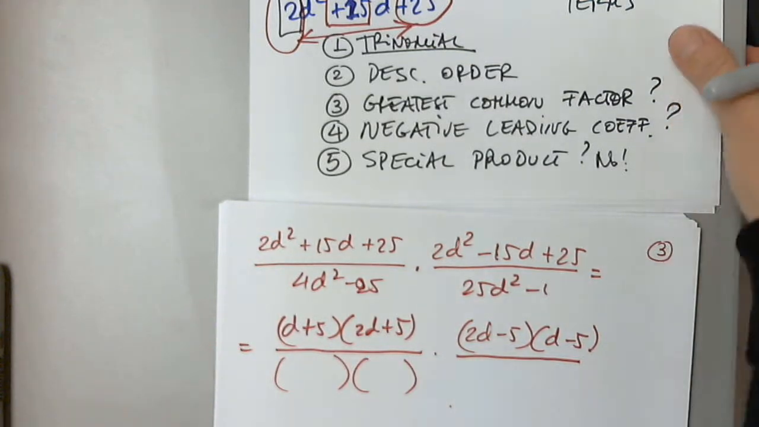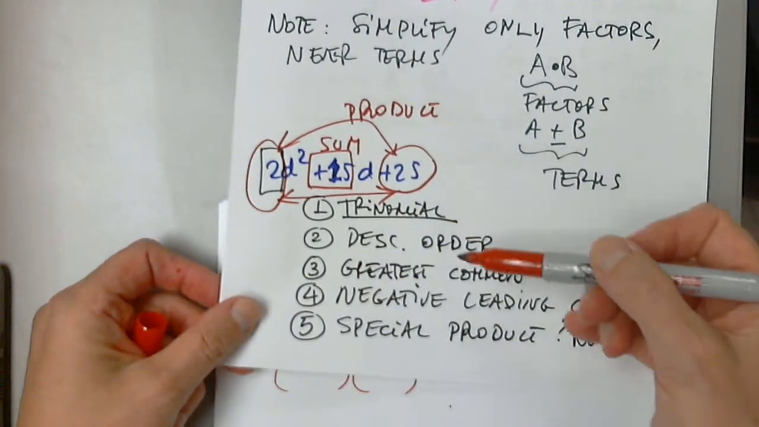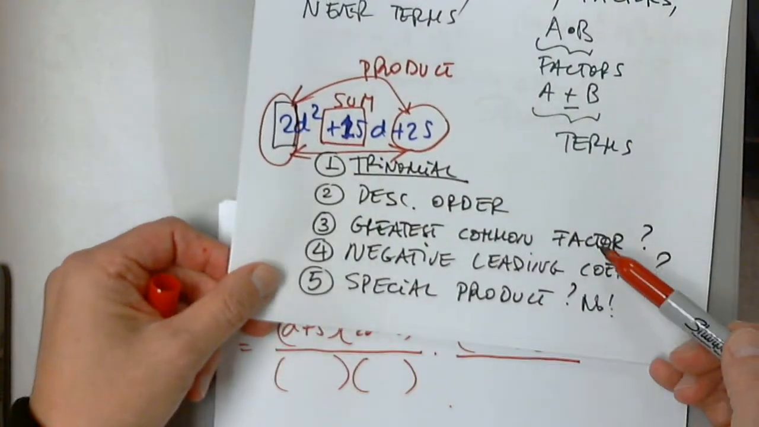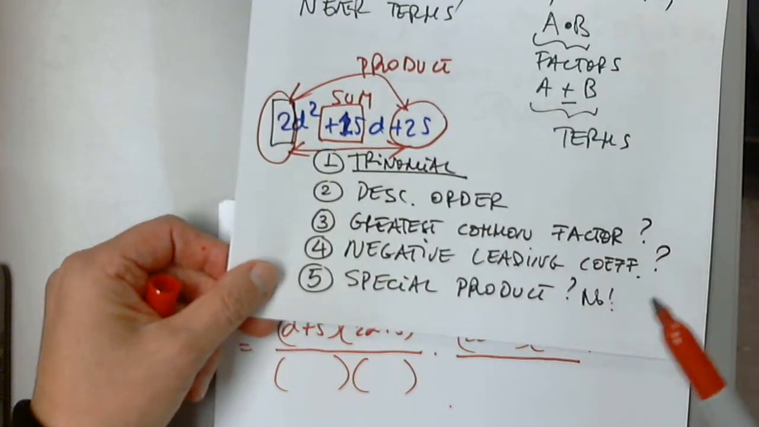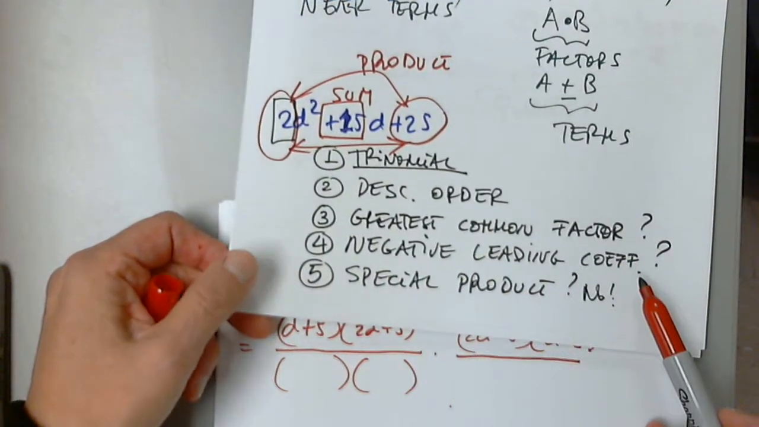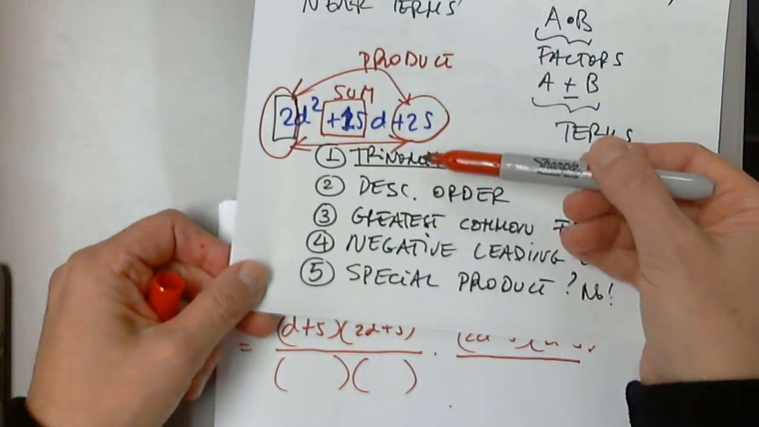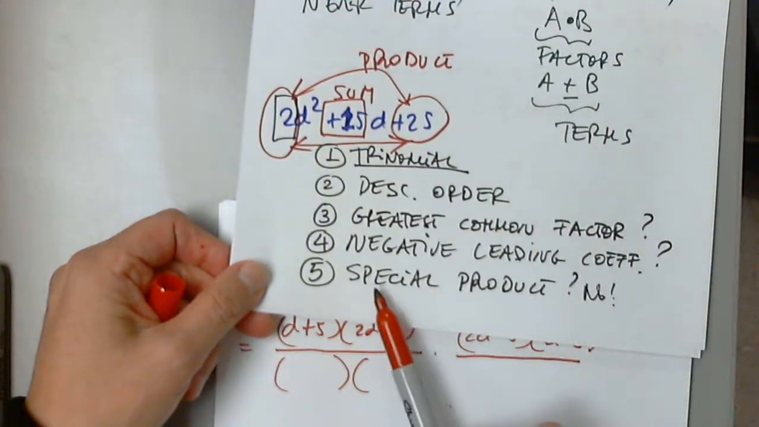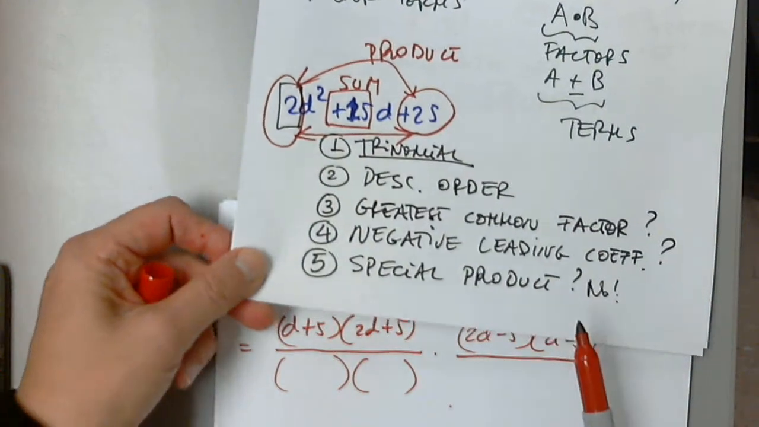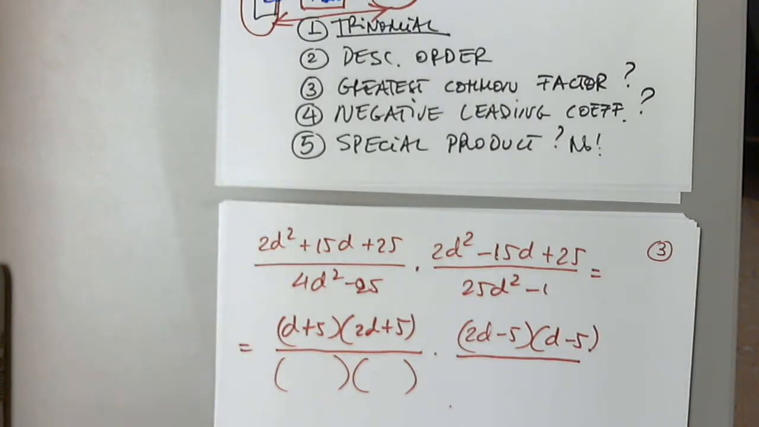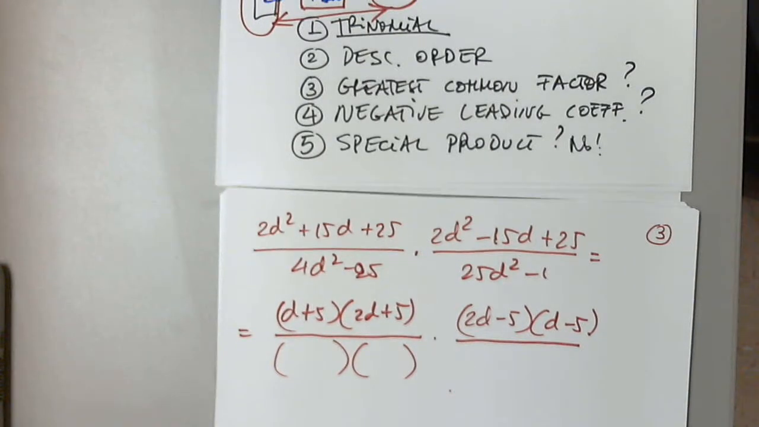This is a binomial. I go through my steps. It's a binomial. It's in descending order. There is no greatest common factor. There is no negative leading coefficient. And I'm asking myself, so this is the only difference here. It's a binomial. I'm asking myself, is it a special product? Well, that is a special product. How do I factor 4d squared minus 25?